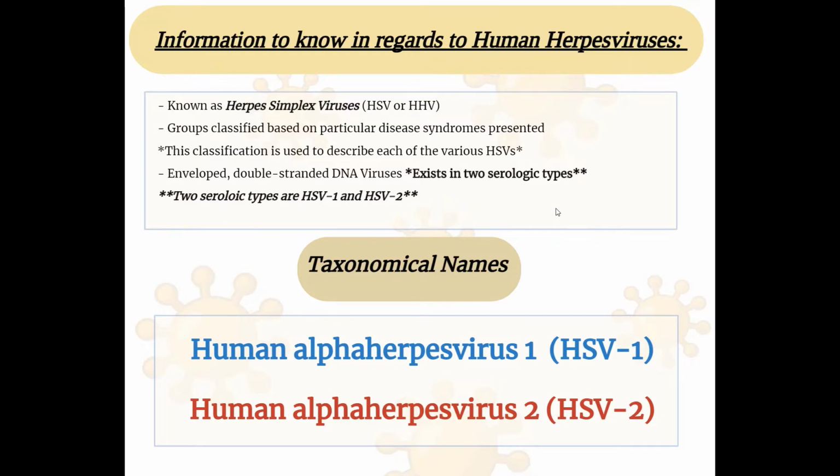Enveloped double-stranded DNA viruses exist in two serological types, which include the herpes simplex virus 1 and 2. The taxonomical names for these two diseases are that one of them is human alpha herpes virus 1 and the other is human alpha herpes virus 2.